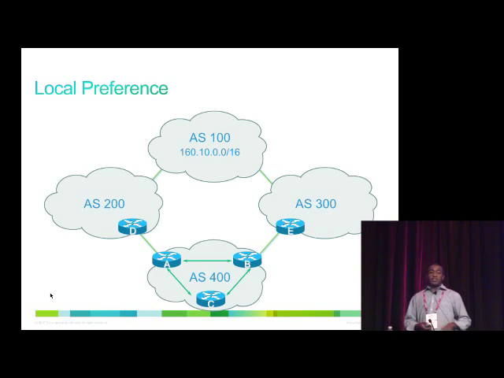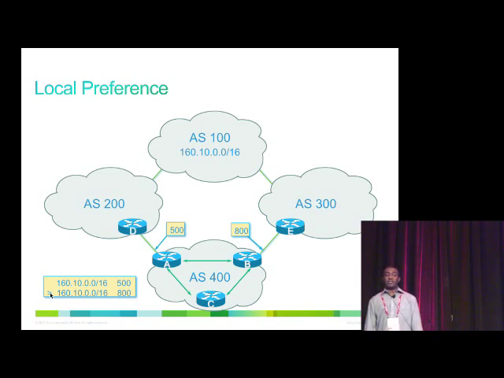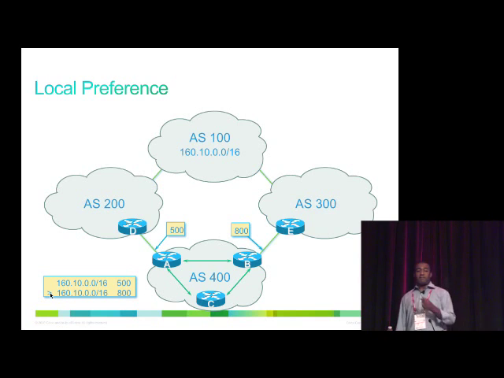So let's say route 160.10.0.0/16 in this case is advertised through 2 different paths. But AS400 may want to prefer a path through B instead of A. In that case, when AS400 receives the update through B, it will set the local preference to 800 in this particular example. And when it receives it from D, it sets the local preference to 500.